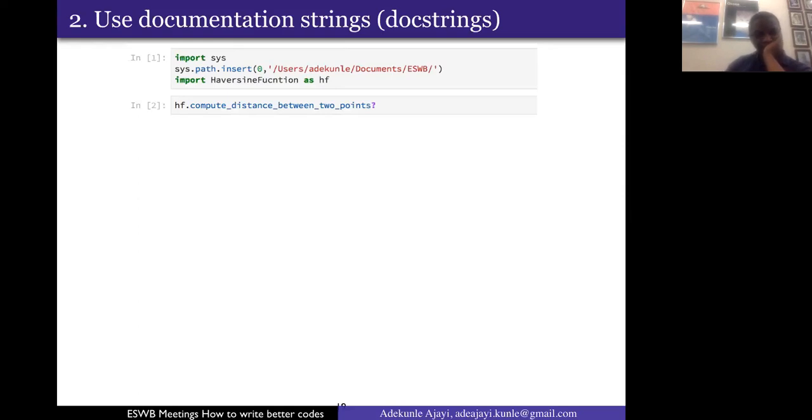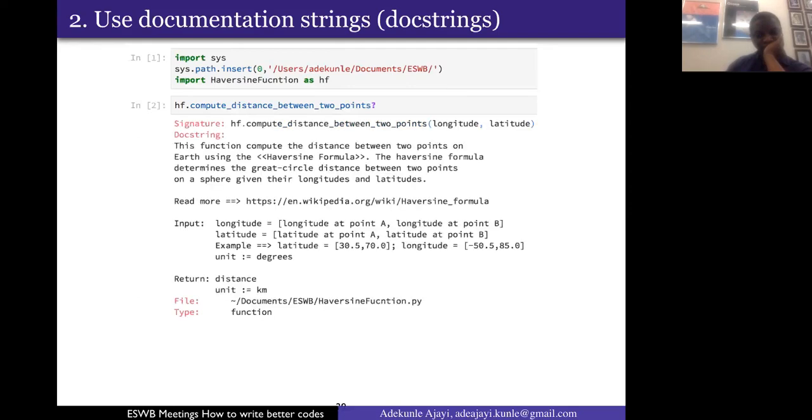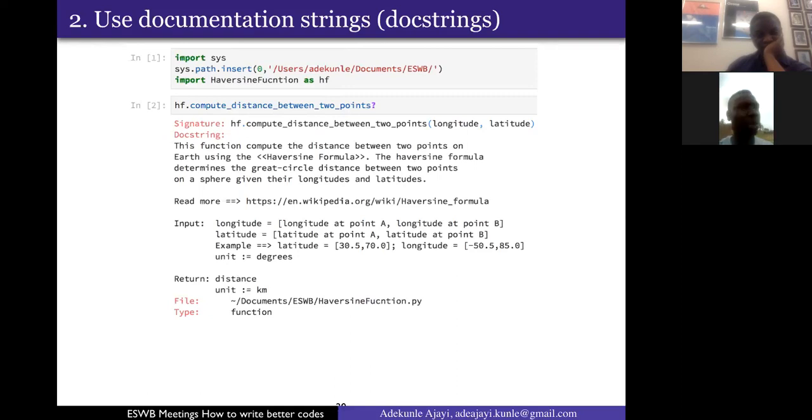By putting the question mark or writing help, then the function, and I press Shift Enter, it returns to me the docstring of that function. So even if I didn't write this script, I clearly understand what this script does, and I know the two quantities that I need to give into this function and what I'm going to get in return. And that's one of the advantages of writing docstrings for all your functions.